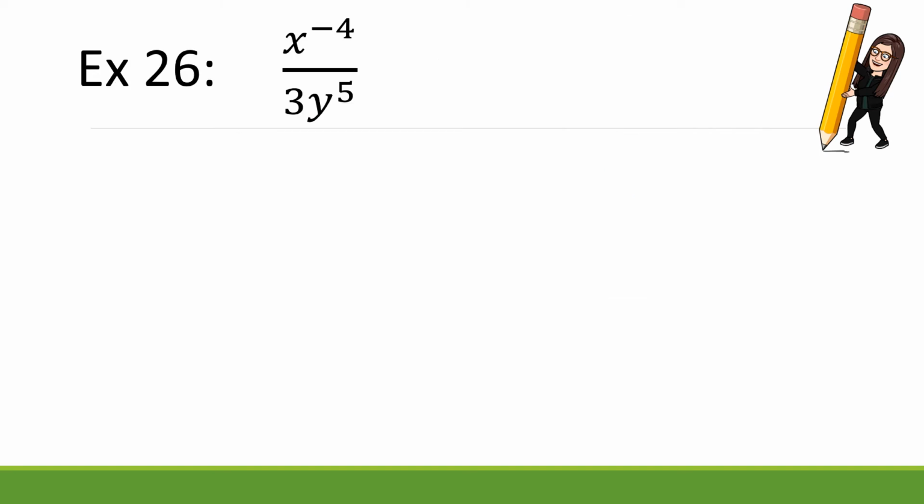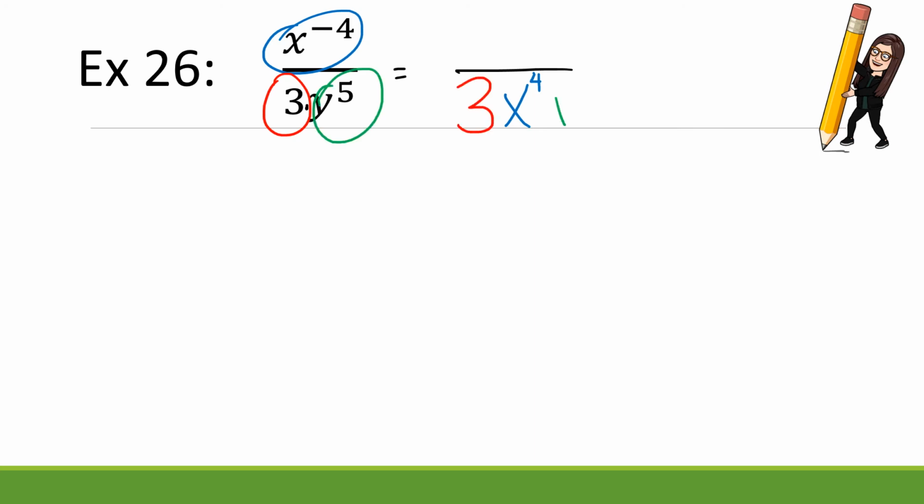Let's take a look at this one. I technically have 3 pieces. All right, piece by piece. X to the negative 4th. I can't have a negative, so I'm going to kick it to the bottom and make it positive. The 3, nothing special. It stays. The y, nothing special. It stays. And I need something on the top, so a 1.